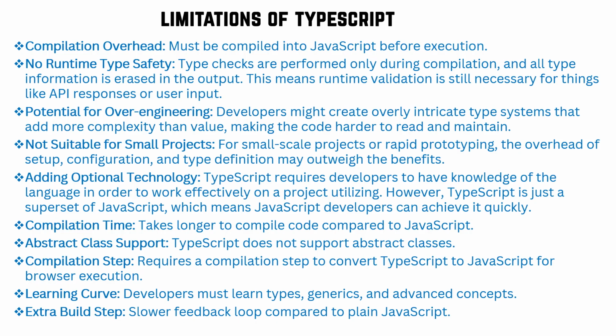Compilation time. It takes longer because first it is converting to a JavaScript file, then it is executing. So that is the reason that compared to JavaScript, it takes a little bit longer to execute the code. Abstract class support. TypeScript does not support abstract classes, which is one of the major key advantages of other programming languages like Java and C Sharp. Compilation steps. First it requires compiling TypeScript to JavaScript for browser execution. That is again the compilation step overhead.